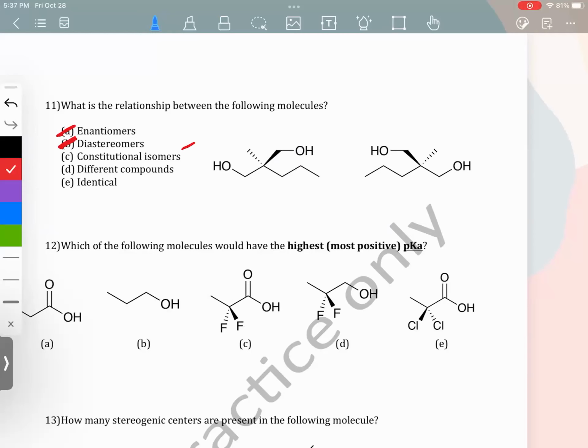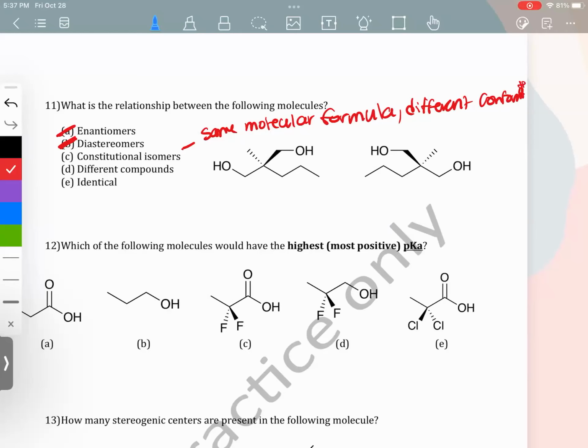Same number of carbons. So same molecular formula, but with different conformations. And with the different conformations become the different names. Do these look like they're attached in different ways to be constitutional isomers? No.